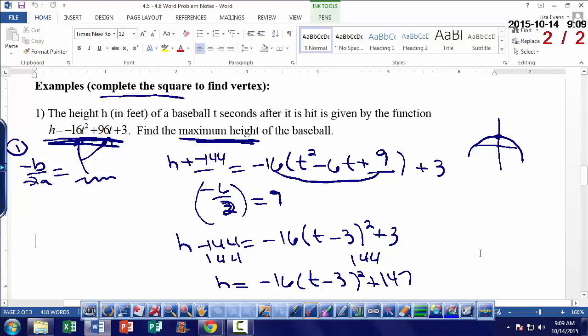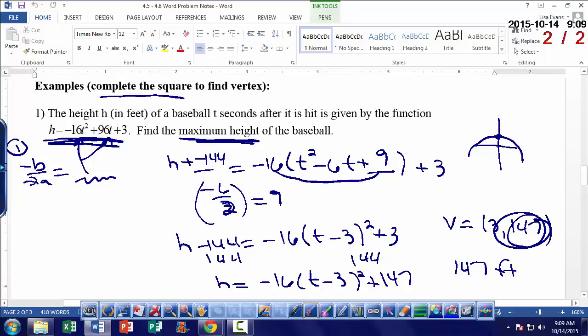Now we can just see the vertex. Our vertex is (3, 147). So what's the maximum height? 147 feet. Either way, it's about the same amount of algebra. If you want to do this because you have to plug it back in, but either way you should get 147. Okay, so go ahead, pause the video, try the U-try on your own.